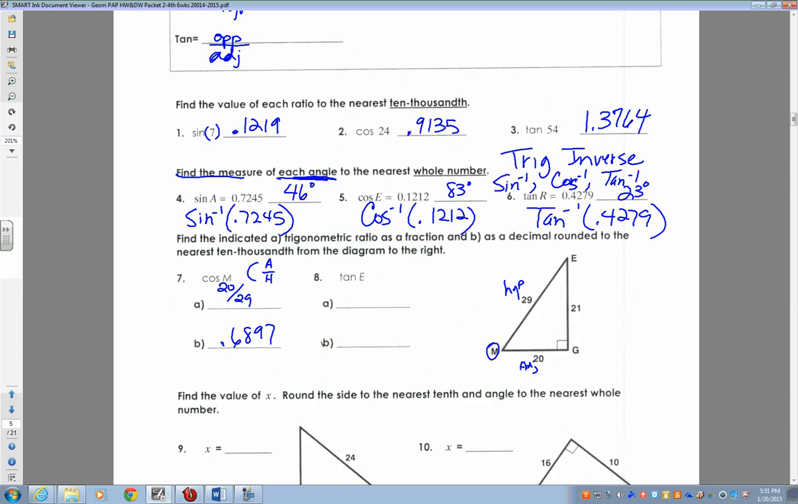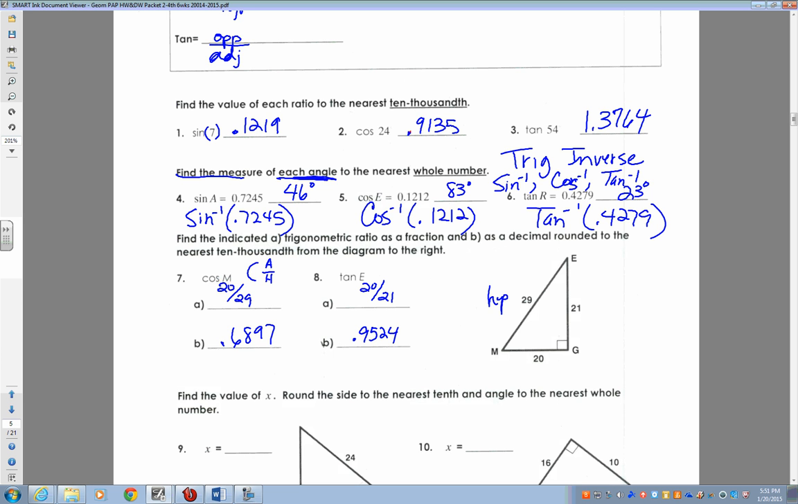All right. So you try the tangent of E, and then write the ratio as a fraction and as a decimal. Tangent of E. It's going to change what you label. Well, the hypotenuse is going to stay the same. But you don't need the hypotenuse for a tangent. So see if you get your opposite and your adjacent right. So you get 20/21, and then the decimal to the nearest 10,000ths is 0.9524.